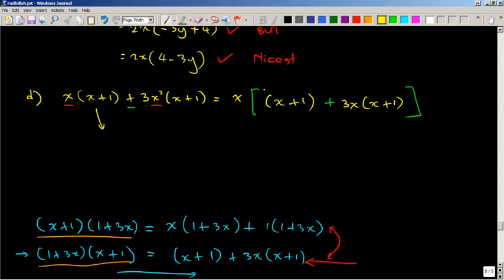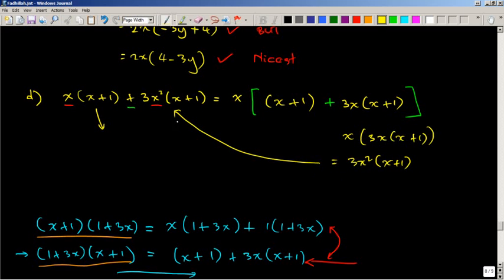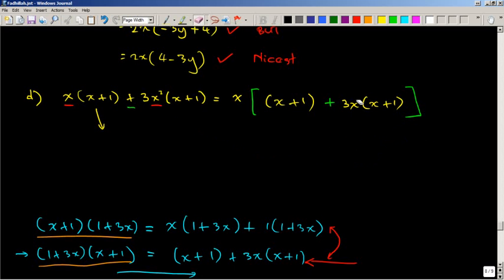So if you try to expand, walk backward, walk forward again, x multiply with 3x, x plus 1, then it becomes 3x squared, x plus 1 again. Jadi balik sama balik dengan ni. Boleh tak? Boleh. Okay, that's how you do the first round expansion.